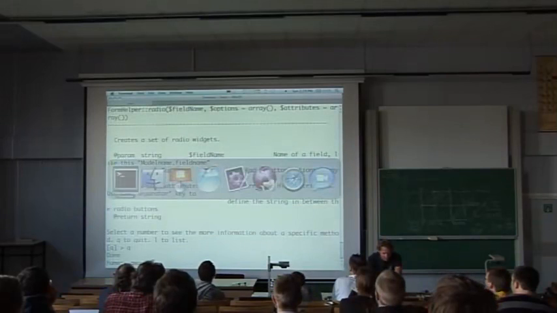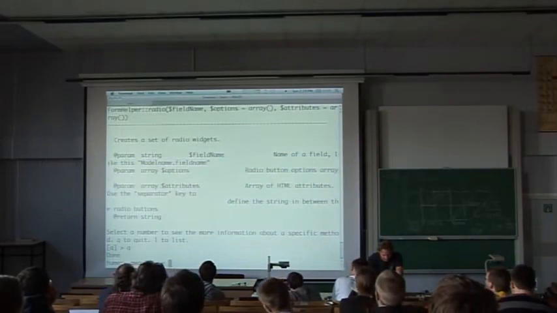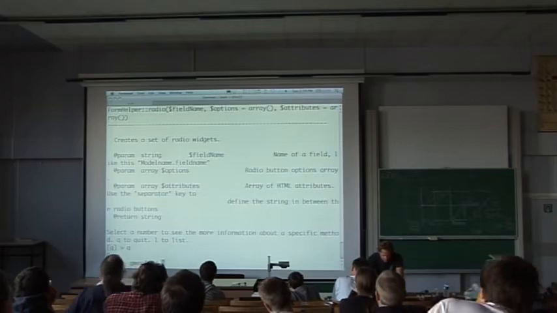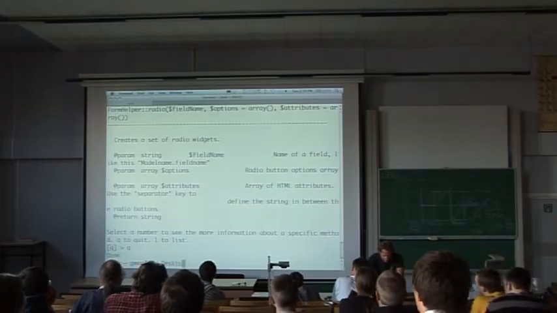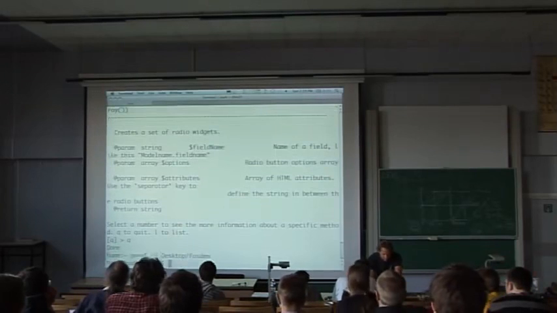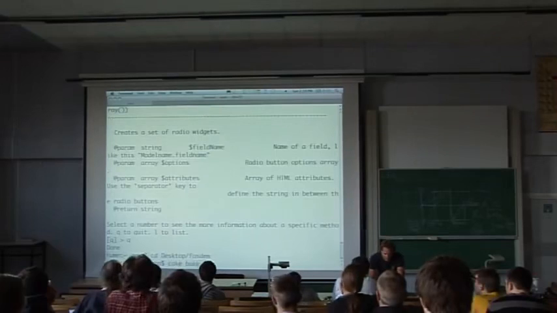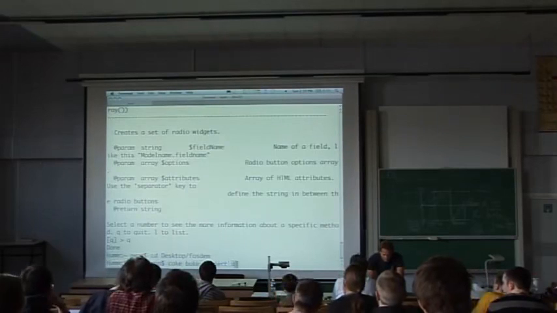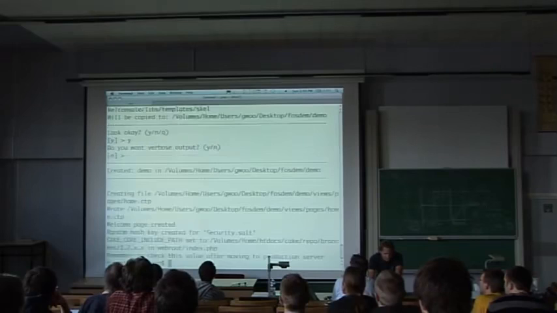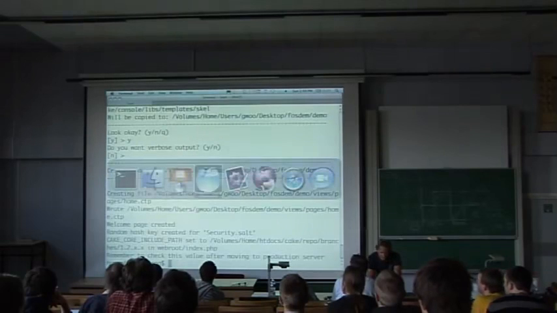So first thing I'm going to do is bake a new project. Actually, I'm going to change into my FOSDEM directory here, which is on my desktop. So now I'm in FOSDEM. I'm going to bake a project called demo. That looks okay. It's going to save it in my desktop FOSDEM directory, which I've already set up as a virtual host. So that created the file.